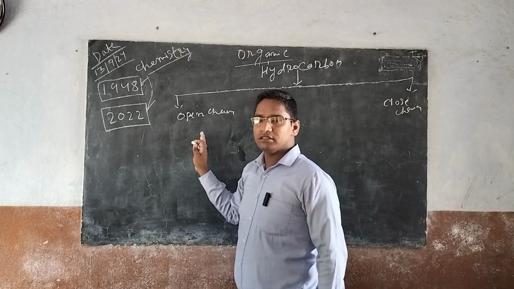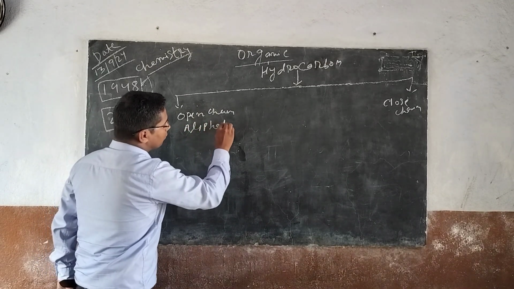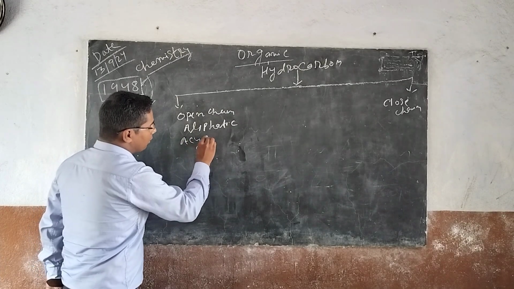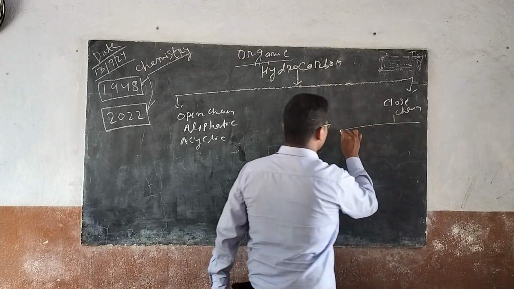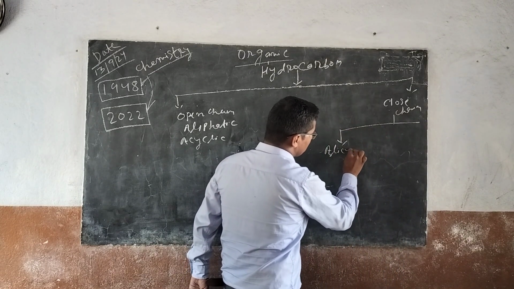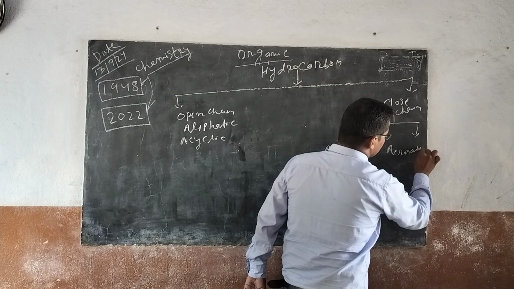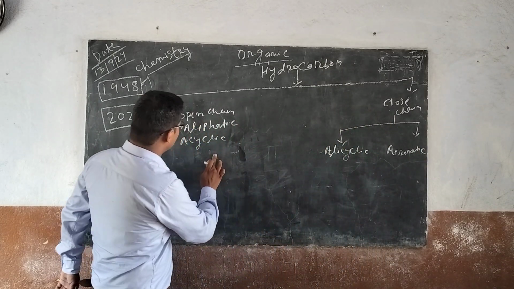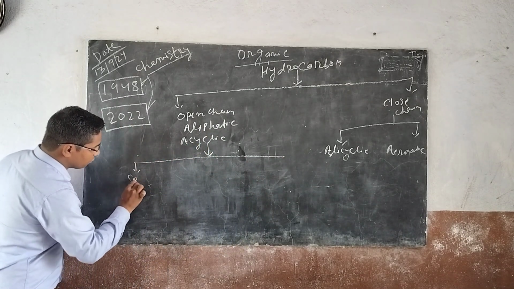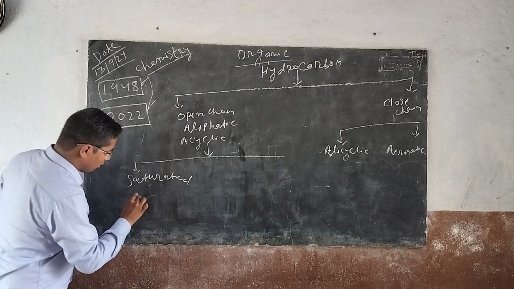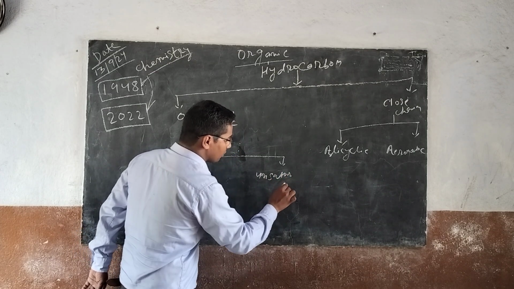Open chain is generally known as aliphatic or acyclic. Ready? Closed chain has two types: alicyclic and aromatic. In alicyclic, there are also two categories. First, saturated hydrocarbon and unsaturated hydrocarbon.